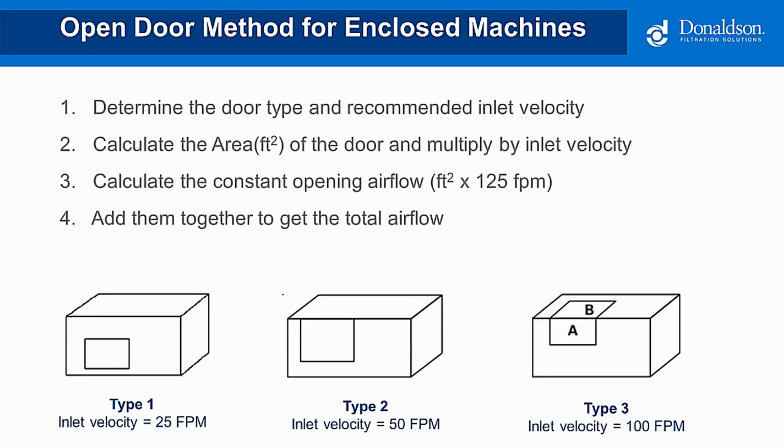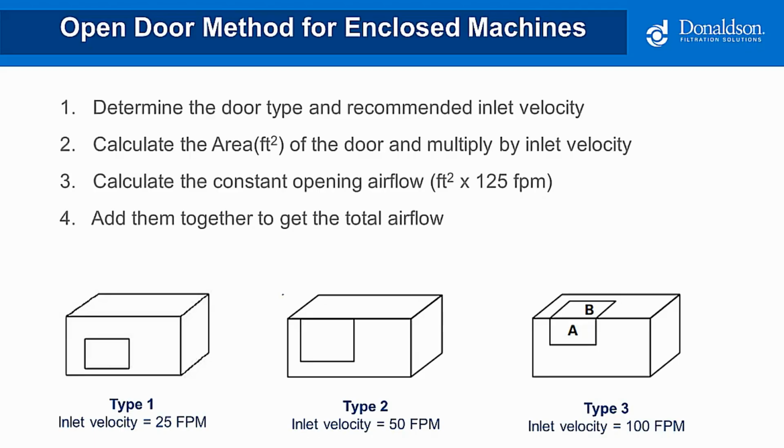Now, sometimes the enclosure method may not be practical for the application, and it may be better to use the open door method instead. This method examines your door opening sizes and all constant openings to determine your airflow. To calculate, we will first examine your door opening and determine the type of door you have. As you can see, we have 3 different types of door openings with recommended in-draft velocities based on the door type. You will take the recommended velocity and multiply it by the area of the door opening. This value will generate enough airflow to keep the mist contained to the machine when the door is open.